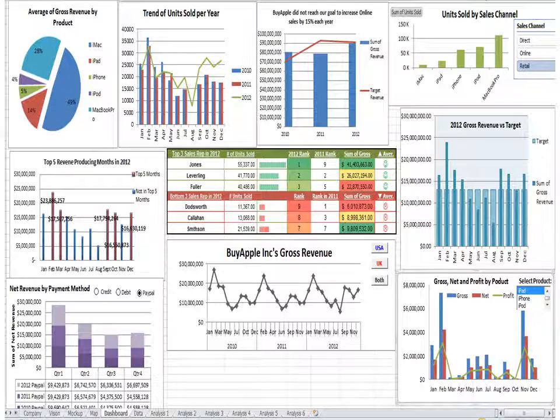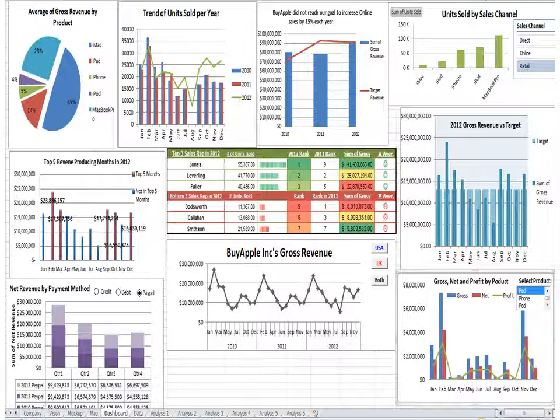And here's the last print screen of the dashboard. As you can see, we're on the PayPal button down here at the net revenue by payment method, and we've changed the BuyApple Inc. gross revenue chart here in the middle to show both countries. So this is a trend for the overall company for the gross revenue over 2010-2012.